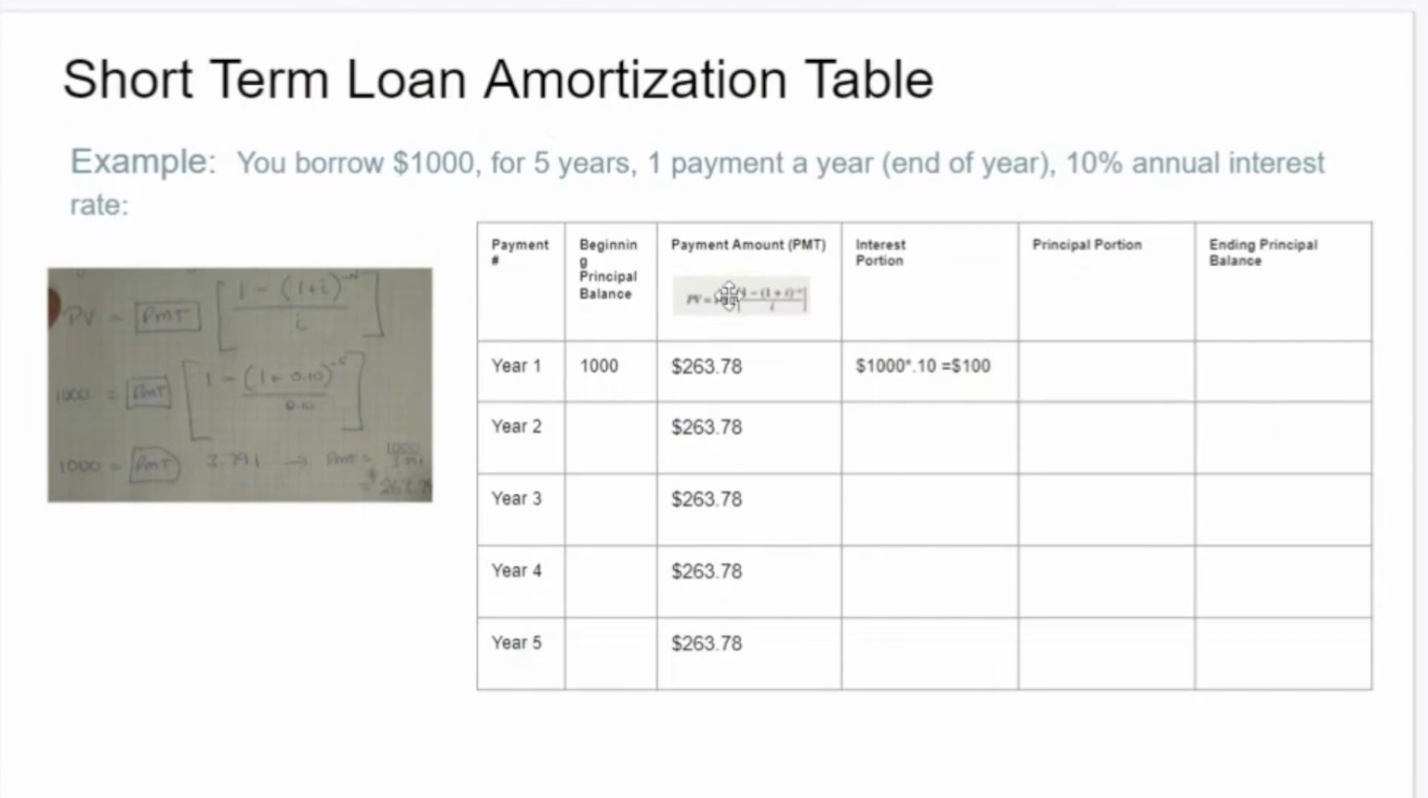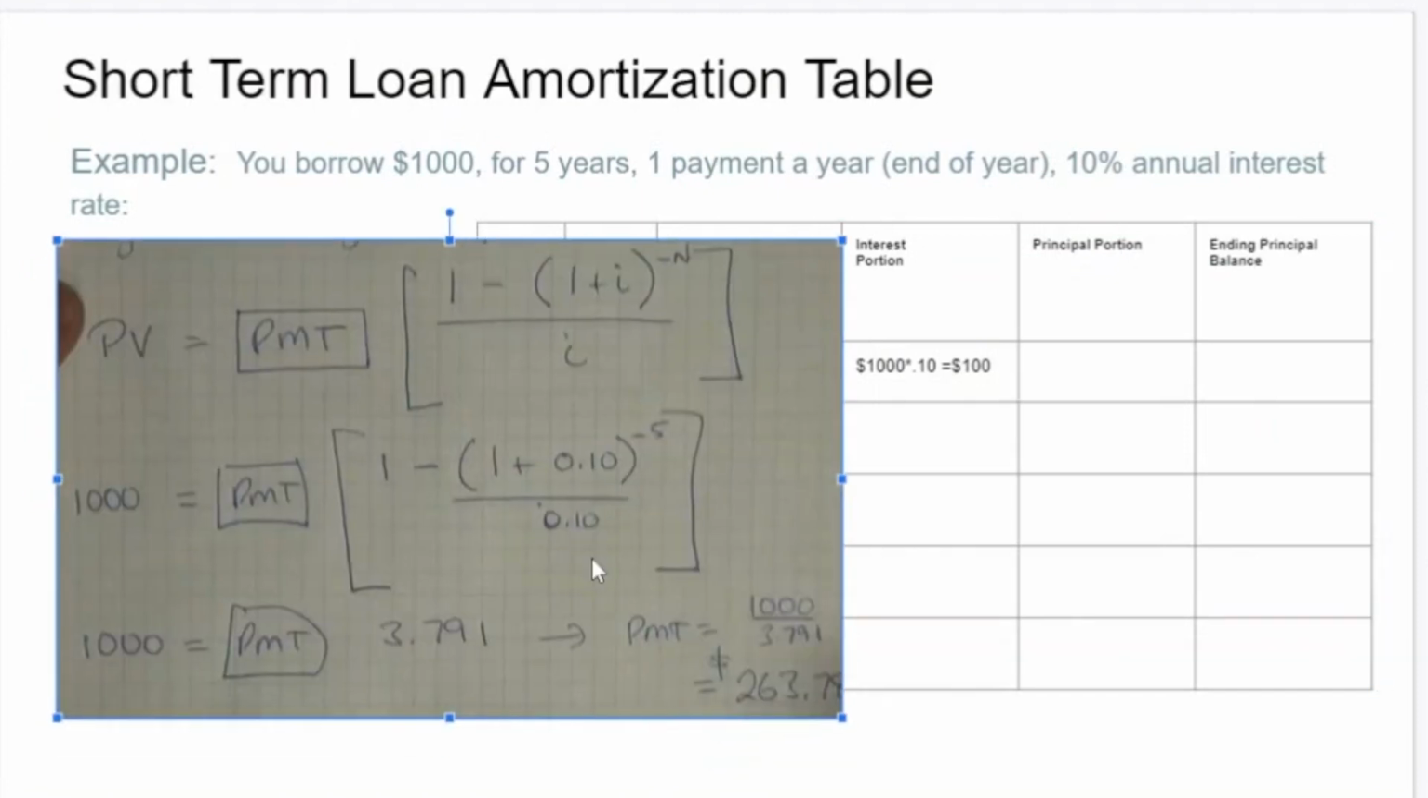So we know that we have to use this formula right here in order to calculate the payment. So here it is right here. I'll just zoom it up, bring it up here just to make it look a little bit bigger. So in the case of here, we got a present value. We know we borrowed $1,000. That's the present value. We don't know the payment. That's what we're looking for. We know the value i, 10% annual interest rate. That's 0.10. And we know the number of payments. That would be 5 years, 1 payment a year, 5 payments.